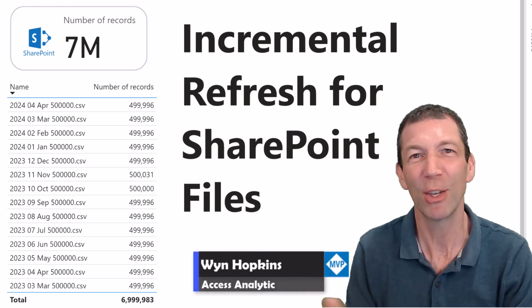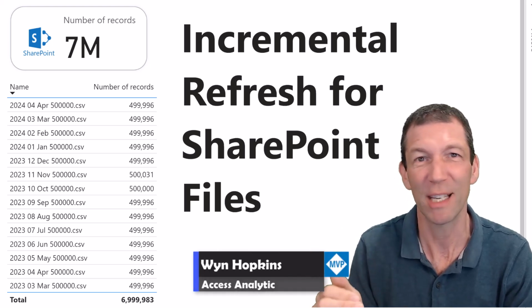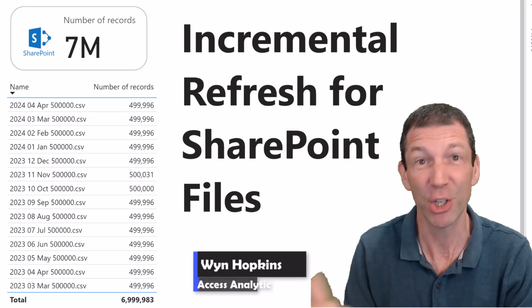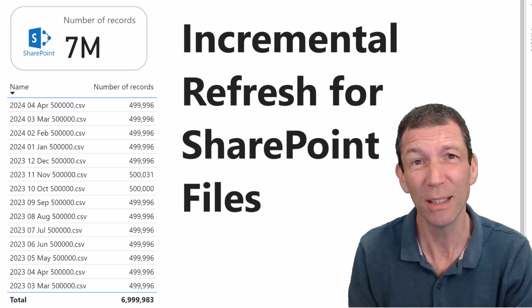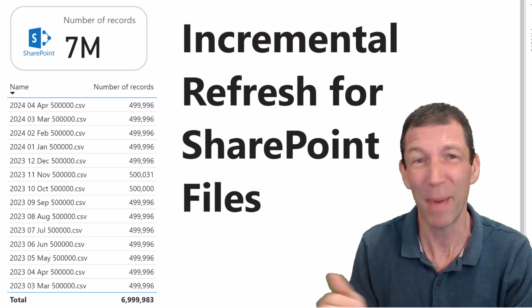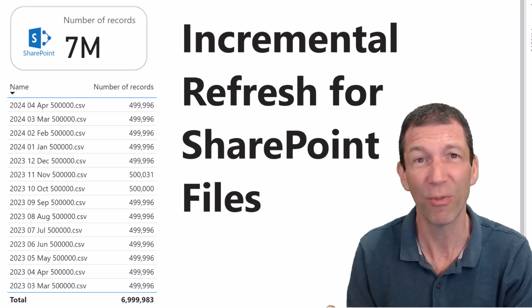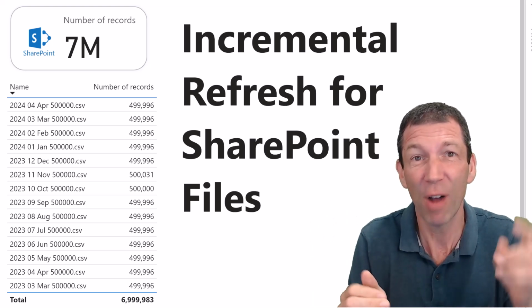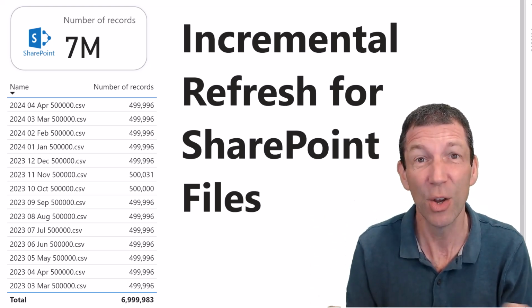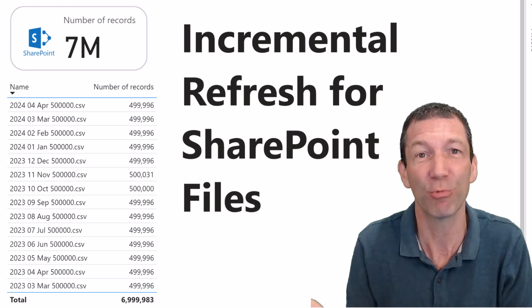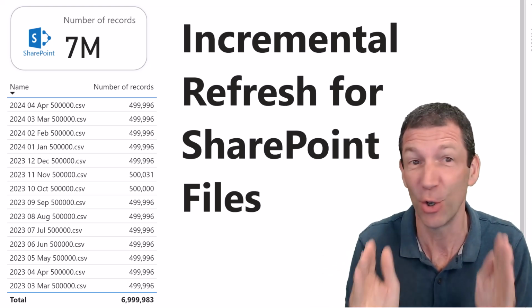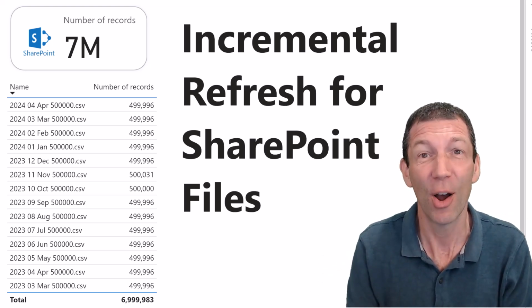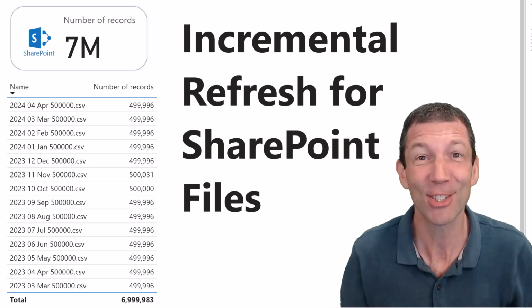Are you storing your monthly snapshots in a SharePoint folder and refreshing and consolidating the data from that folder? And every month it's getting a bit slower as you add more and more files? Well, it would be nice if you could just add the latest file rather than refreshing the whole thing. Well, you can. It's called Incremental Refresh, and it's honestly not that hard to set up. Okay, I'm going to show you how. Let's go.